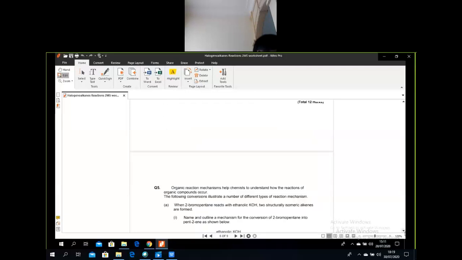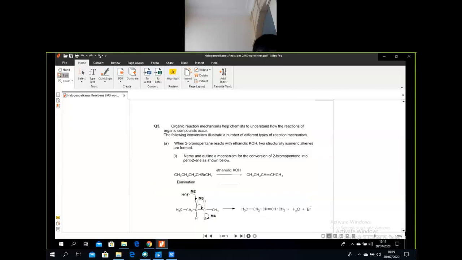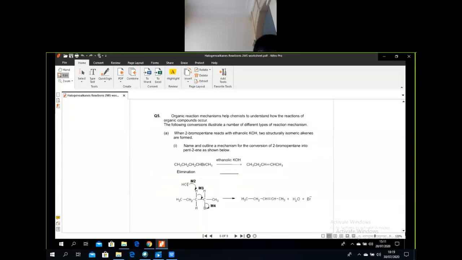Let's move to page 6. Organic reaction mechanisms help chemists to understand how reactions of organic compounds occur. The following conversions illustrate a number of different types of reaction mechanism.